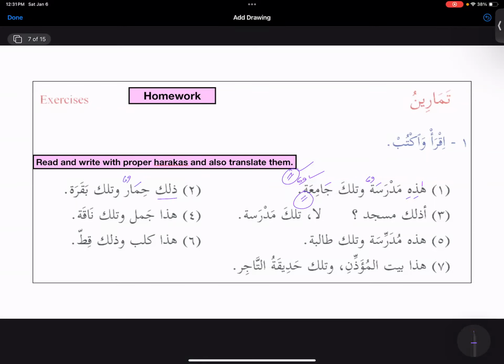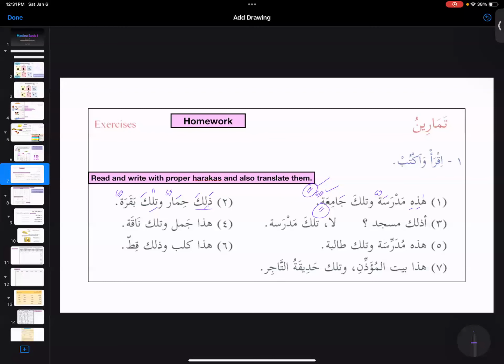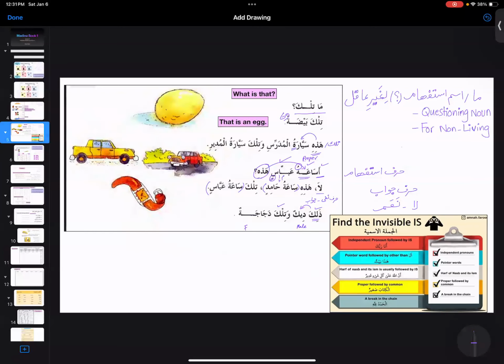Himarun. Very good. Wa tilka baqaratun. So you are going to give haraka to each and every word, every letter. Dhalika himarun wa tilka baqaratun. Is that baqaratun or baqaratun?